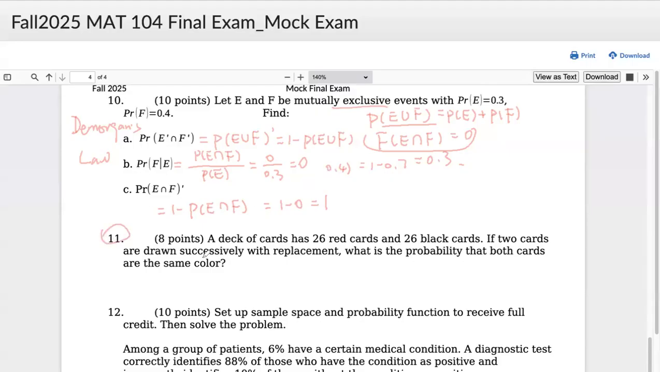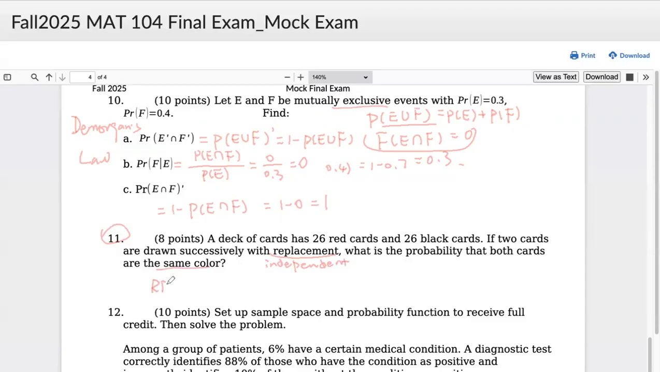Now let's see 11. A deck of cards has 26 red ones, 26 black ones. If 2 cards are drawn successively with replacement, right? With replacement means the events are independent, not conditional. So what is the probability that both cards are the same color?